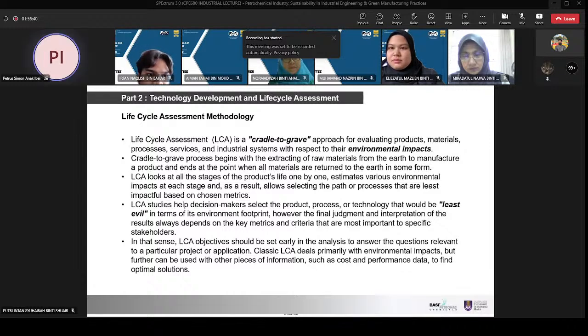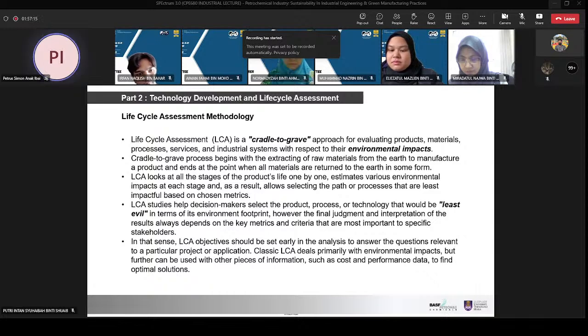So the life cycle methodology. In this case, we are talking about the cradle to grave, which is the approach to evaluate the products, the material, processes, and service with respect to their environmental impact, which is in the Hanover principles, principle number 6. The cradle to grave process begins with extracting the new material from the earth, and ends at the point where all materials are returned back to the earth in some form.